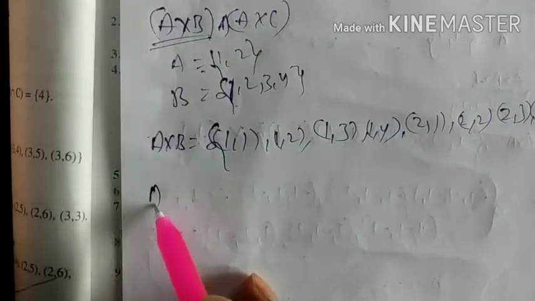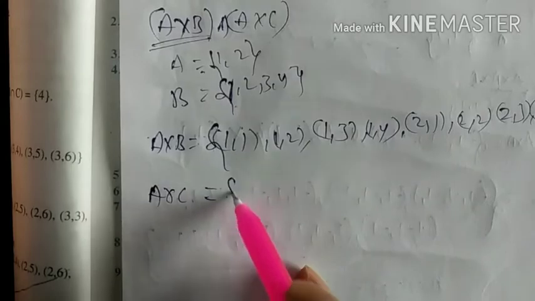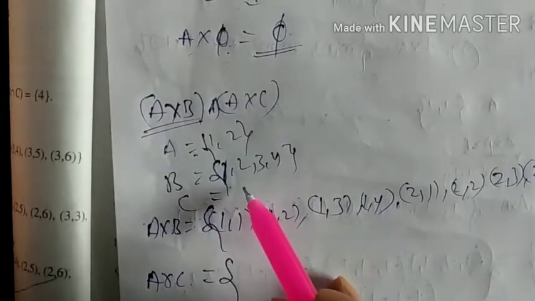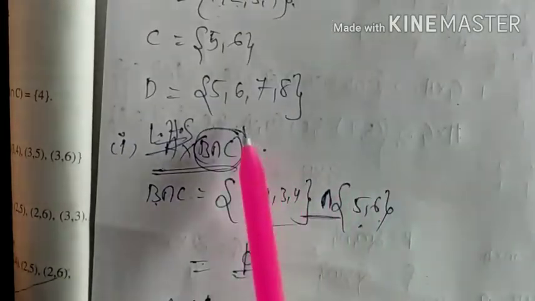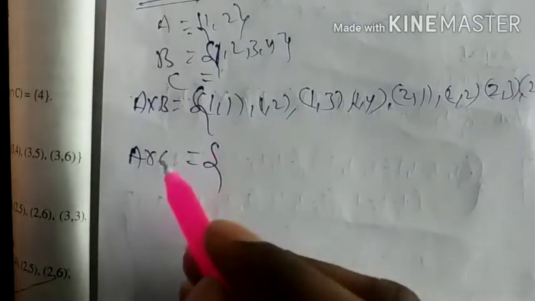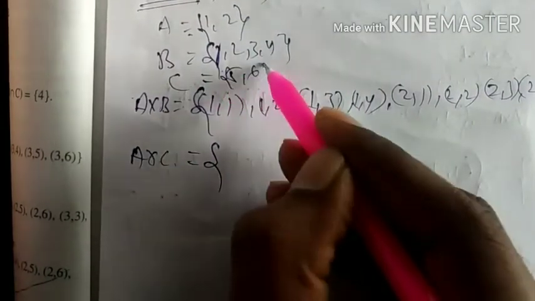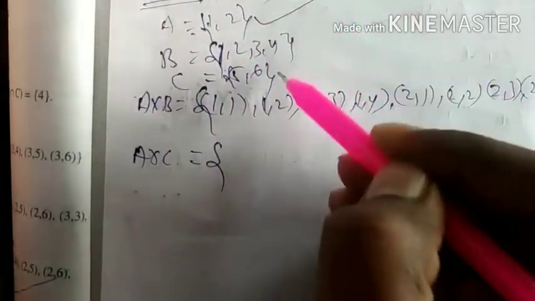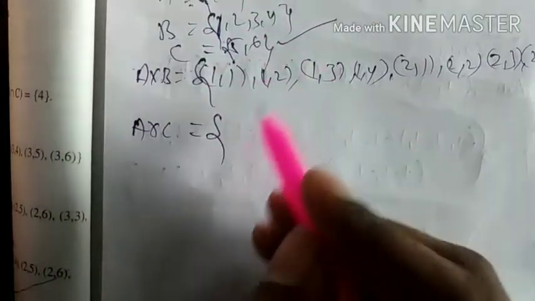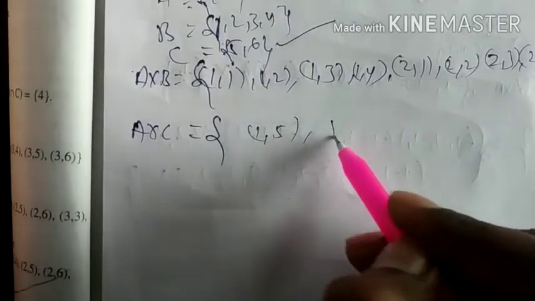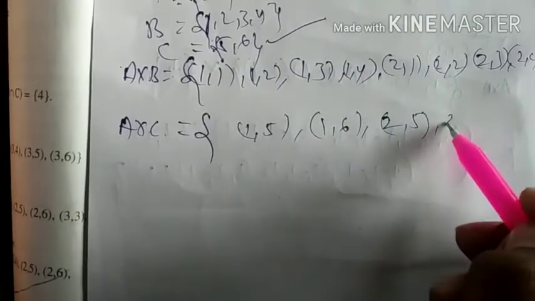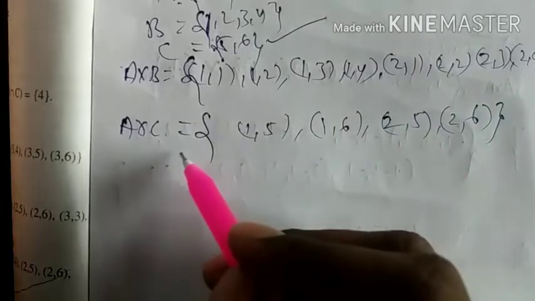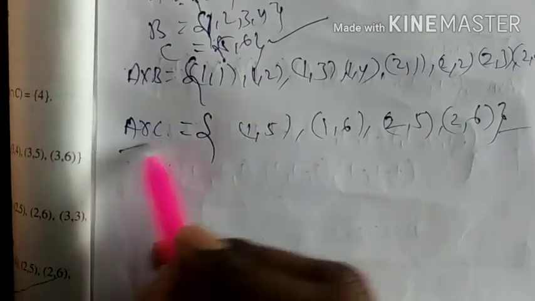Now let's see A × C. What is the C value? C is equal to 5 and 6, already given. So A × C, C is equal to 5 and 6. So these two you need to consider: (1,5), (1,6), (2,5) and (2,6). Right? This set represents the A × C.